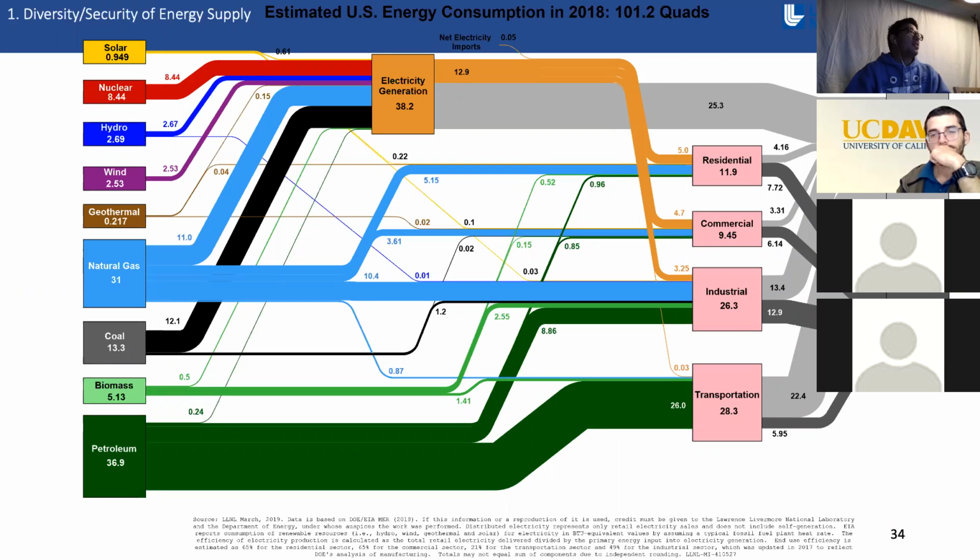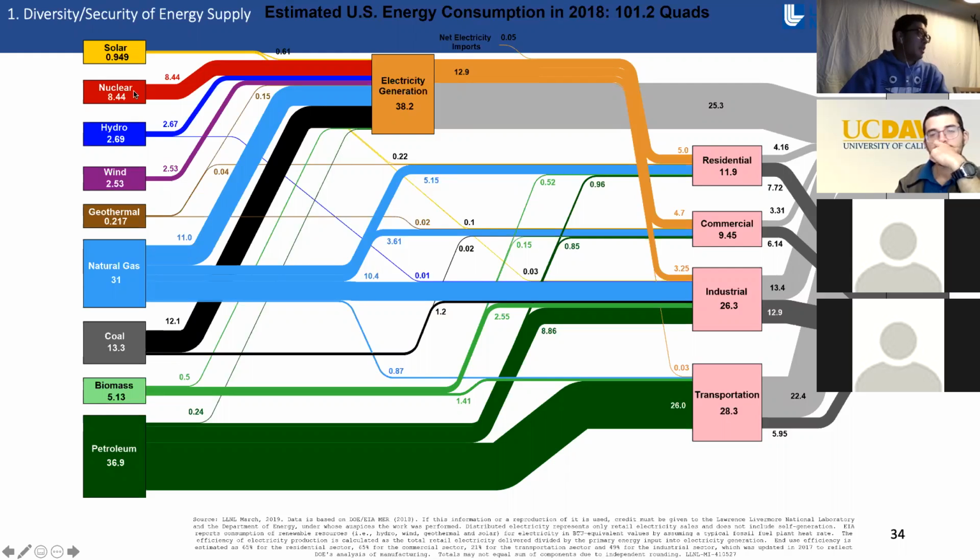Okay, so this is a Sankey diagram. This is a nice breakdown of all the primary energy sources on the left going to the energy services on the right. And so you can see how everything is broken down. One thing you'll note is that they have this nice little intermediate of electricity.